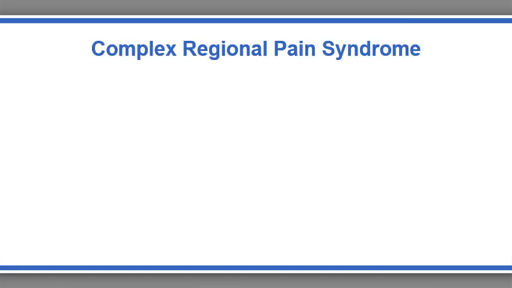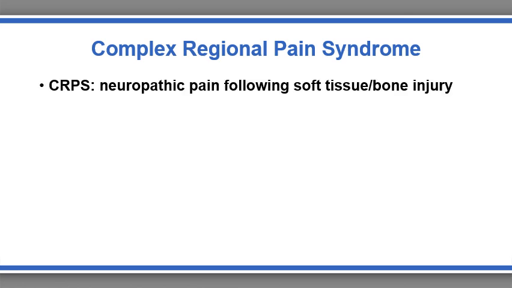Another complex thing to treat is complex regional pain syndrome. At one point, this was called reflex sympathetic dystrophy, so some people may still call it that. That's kind of an outdated diagnostic name. Complex regional pain syndrome is the more accepted name at this point. Again, here we look at neuropathic pain, typically following a soft tissue, bone, or even nerve injury, that ends up lasting longer than expected.